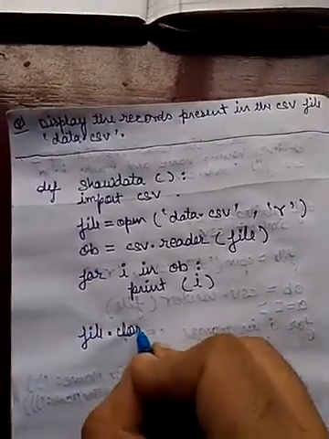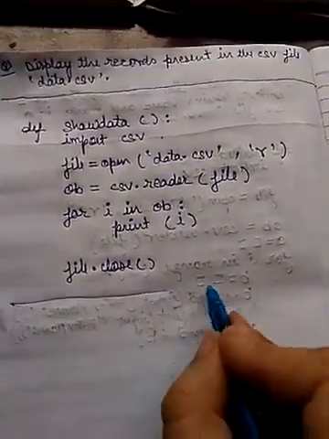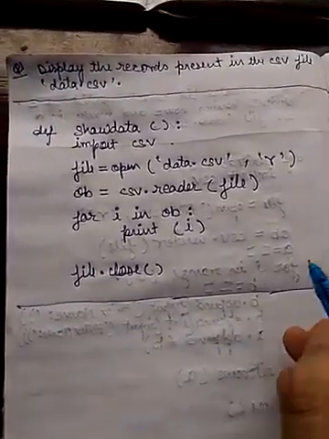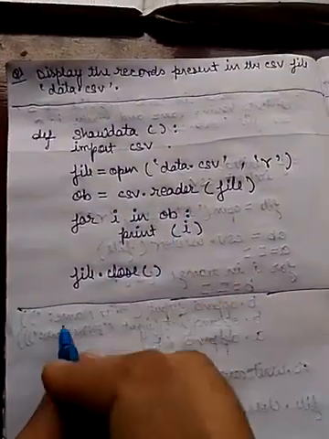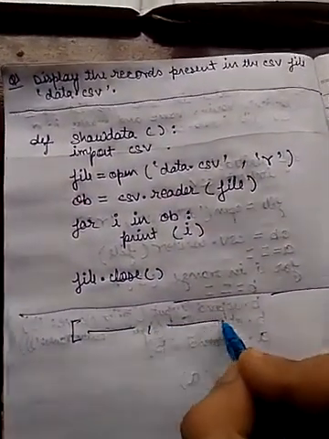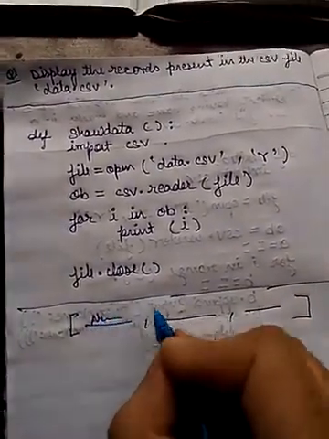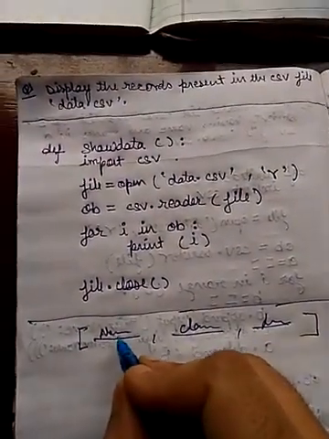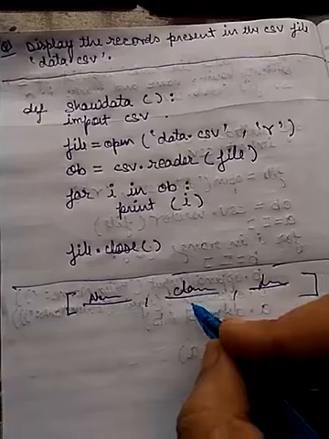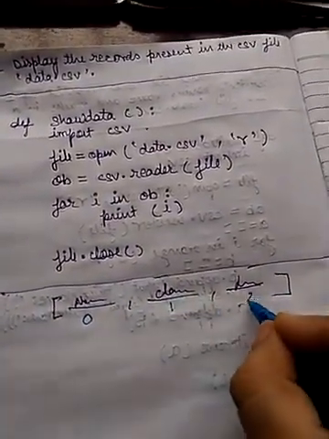File dot close. If we want to access individual element of the CSV file, as I have told you, whenever you read the data from the CSV file, it will be in the form of list. Suppose here it is name, it is class, it is marks. If we want to display the name individually, if we want to access the class, if we want to access the marks, so it will be at the 0 position, it is 1, it is 2.